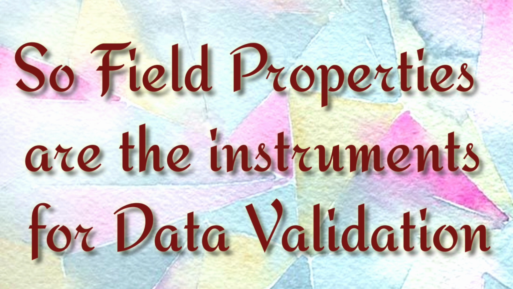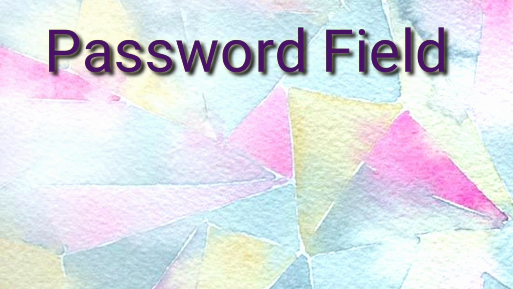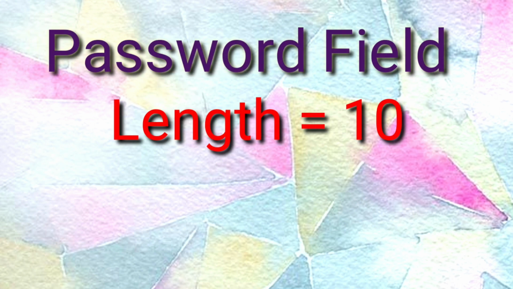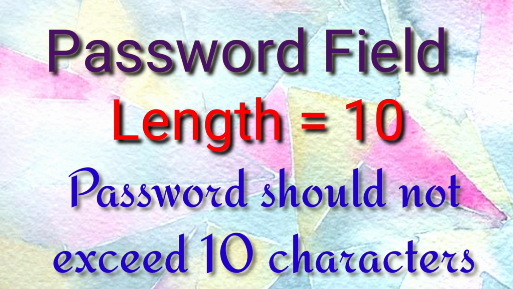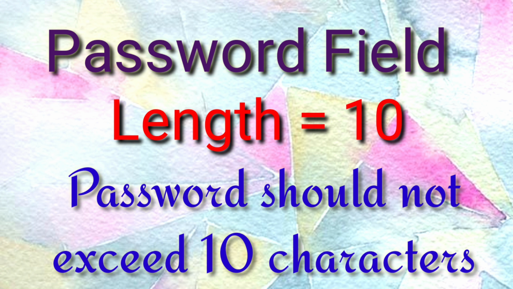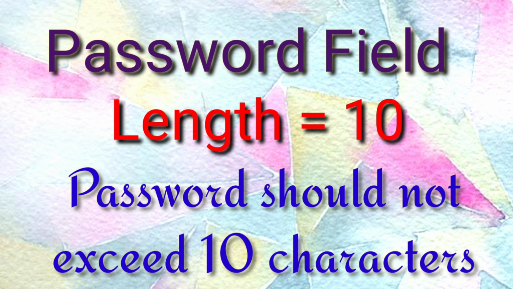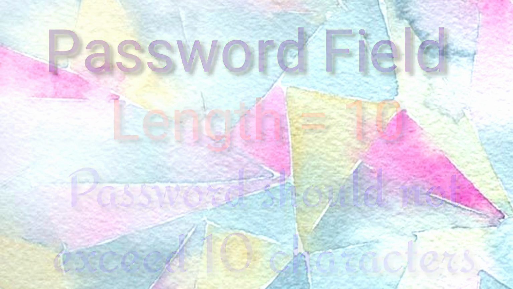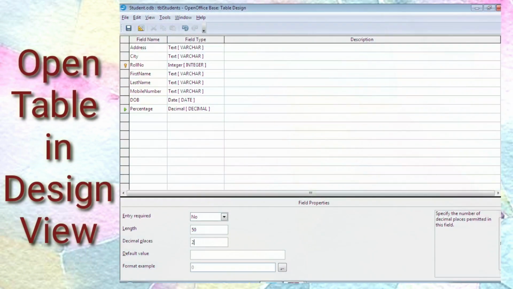Take another example. For the password field, if I set the length property to 10, that means the password of a form should not exceed 10 characters. If anybody is doing that, it would not be allowed. So again, we are putting an obligation. We are validating before the data is entered in the table. To set these properties, we have to open the table in the design view.